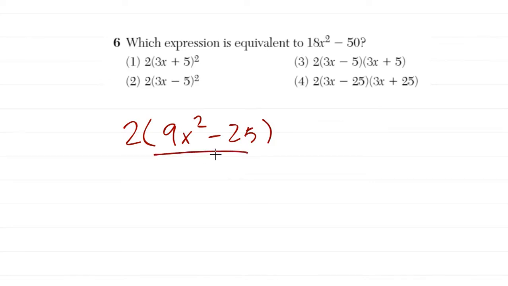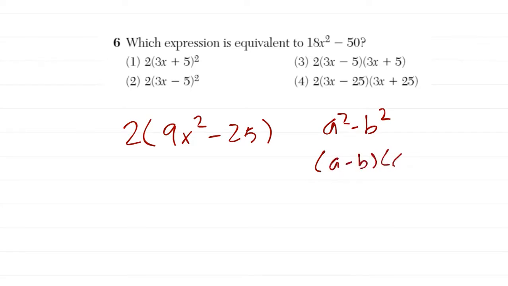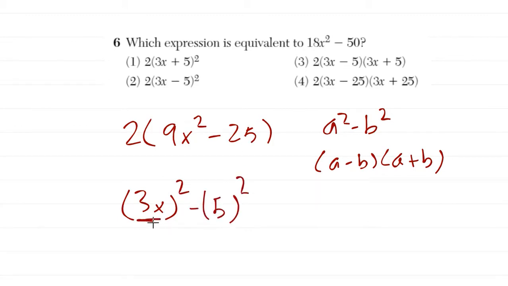A squared minus b squared. I'm going to write that up here just so you guys remember. You do have to remember this 100%. It will pop up. A squared minus b squared factors to a minus b times a plus b. So if you look, 9x squared, that's just 3x quantity squared. 25, that's just 5 quantity squared. So we've got our a and we've got our b.